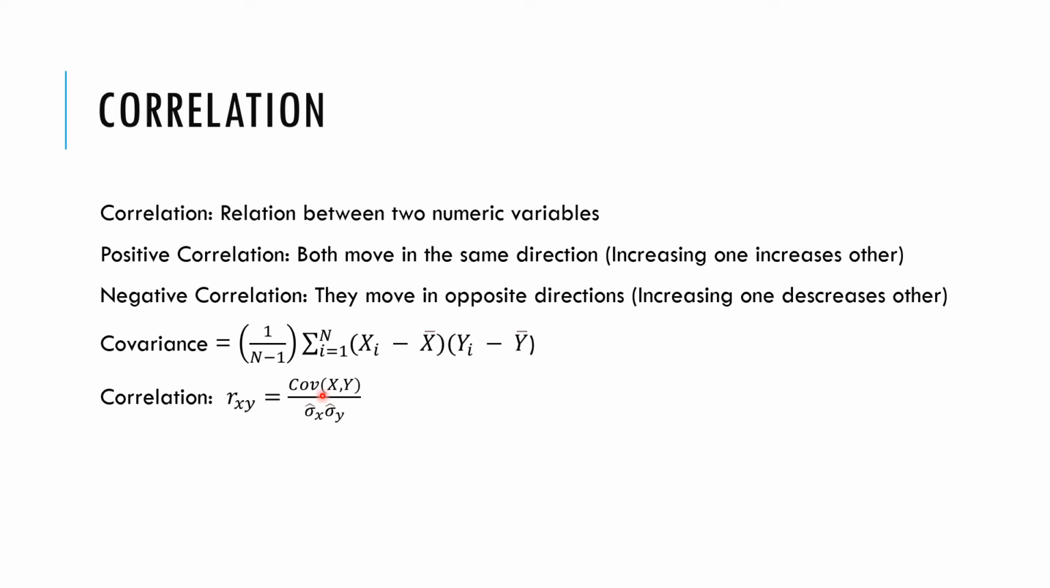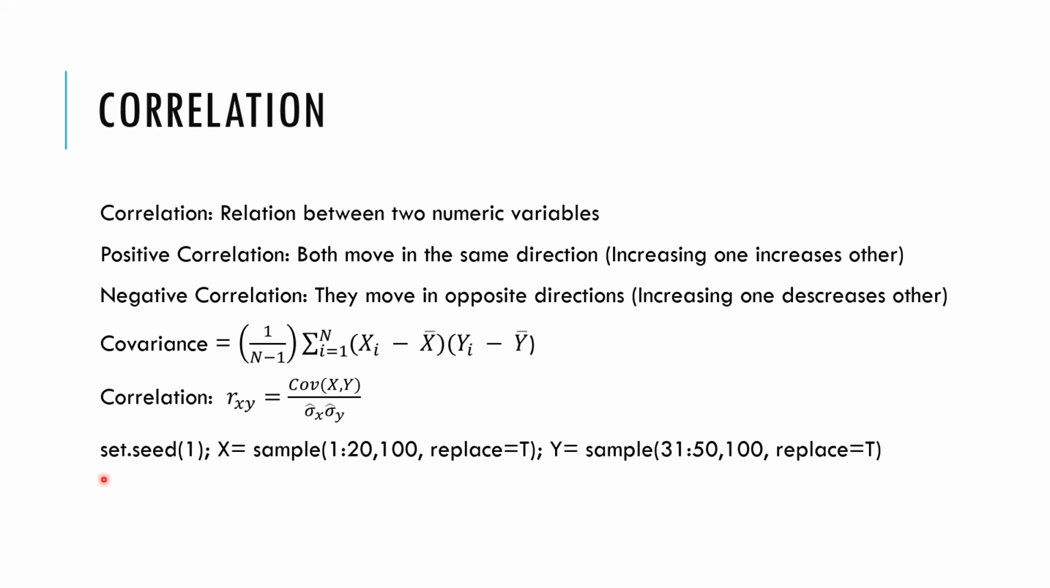And the correlation can be defined as covariance divided by standard deviation of x times standard deviation of y. We know what standard deviation is, right? We've seen it in the previous video. So again, we look at sample data. We generate random sample data like x and y. See, using the same sample function here, 1 to 20, 100 data points. We use replace, and then 31 to 50. So 20, 20, but 100 data points. And then we use the function cor. This is for correlation of our x and y.